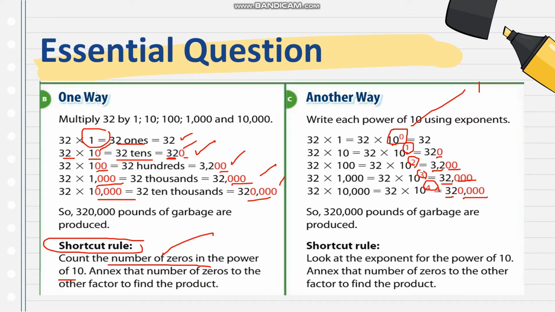So look at the exponent for the powers of 10. Annex that number of zeros to the other factor to find the product.